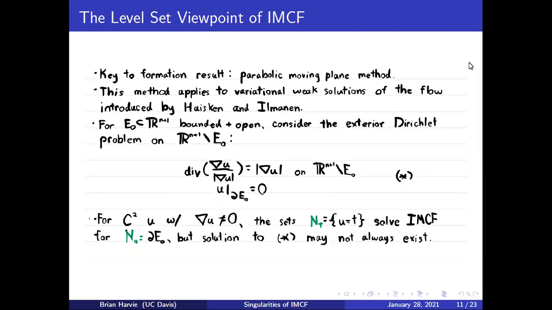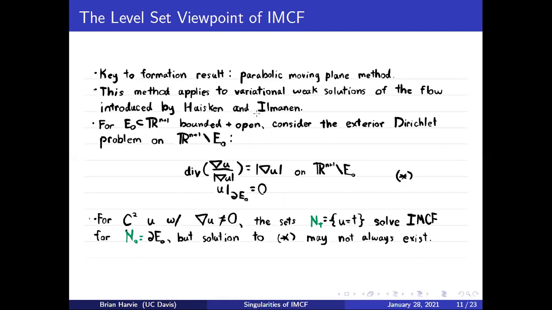All right, so first let's talk about the singularity formation result. The key to this result is the moving plane method, which some of you might be familiar with for constant mean curvature surfaces, but one that is adapted for geometric flows. This formation result will apply specifically to weak solutions of the inverse mean curvature flow, ones which were introduced by Huisken and Ilmanen to solve the Riemannian-Penrose inequality.